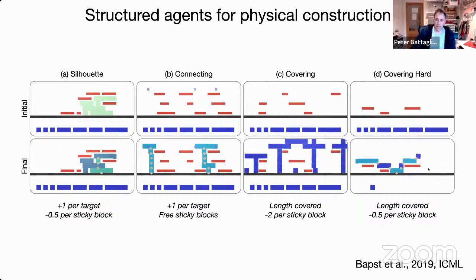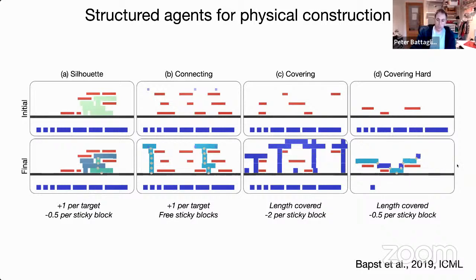This is called the silhouette task. Initially, on the top row, you're given this kind of shadow, this green shadow of where you're supposed to place your blocks, and then on the bottom you can see a successful construction. So these blue and gray, cyan and gray, bluish gray blocks are the structure that has been built by the agent.